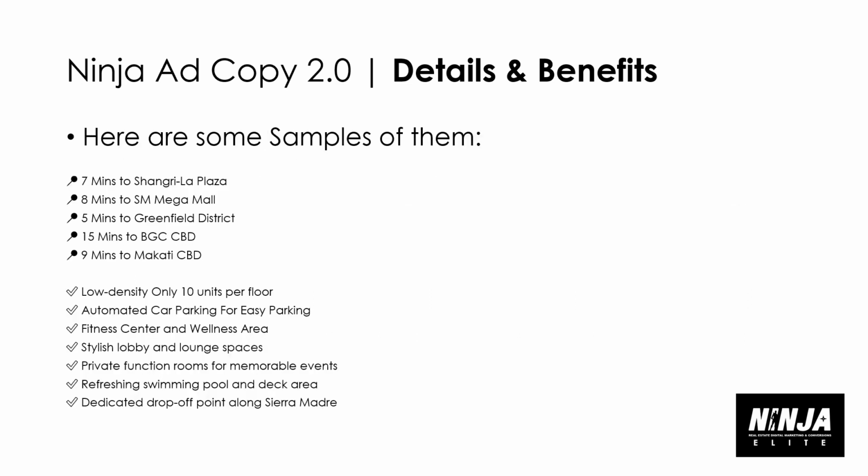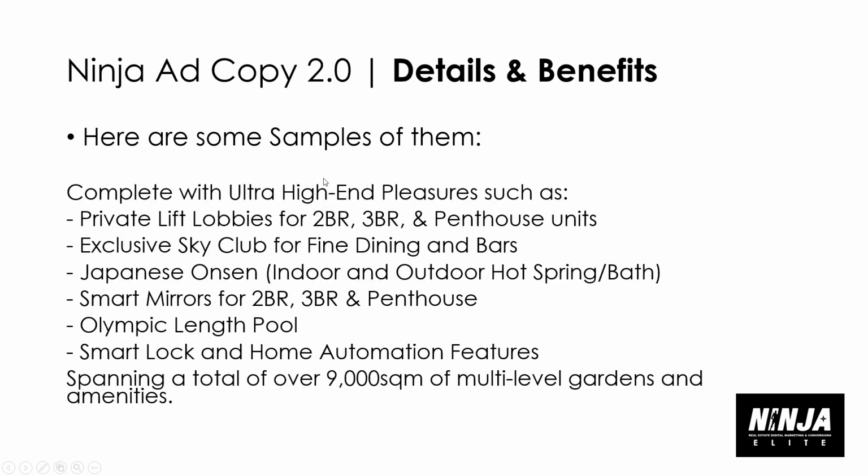Now here's a few samples of them. So this one's for One Sierra. At the top, we just place down the locations nearby and how long it'll take them to go there by driving, and some of the amenities that you have here. The next part is going to be for Valaris, so complete with ultra high-end pleasures such as private lift lobbies, exclusive sky club, Japanese onsen, smart mirrors, Olympic length pool, smart lock and automation features, and multi-level gardens and amenities. Those are samples of details and benefits.